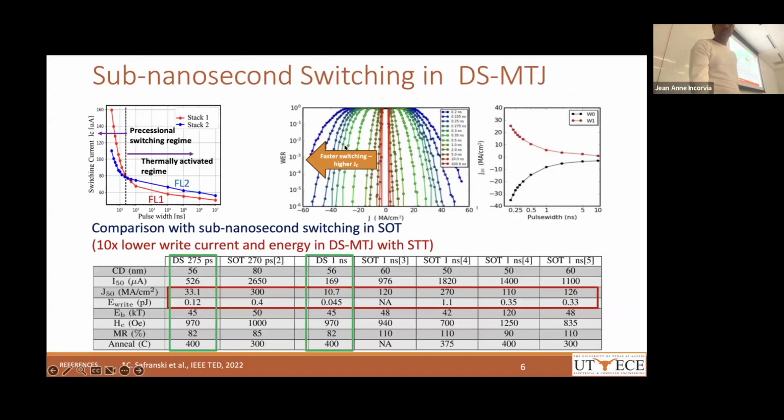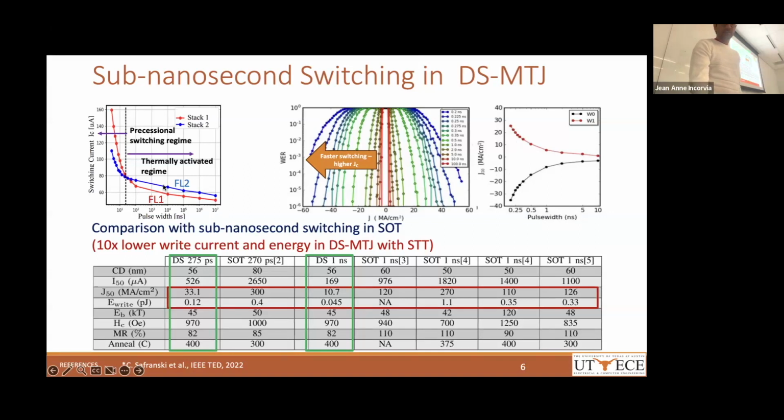So this plot looks like fireworks, but what it is telling us is that the current density has to increase rapidly if we want to reduce the switching time. Okay, and this is a plot where 50% switching probability is calculated. It's found experimentally with respect to the pulse width. So you can see the switching current density is going up rapidly with reducing pulse widths.